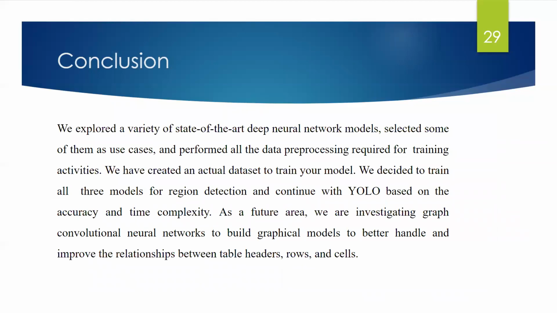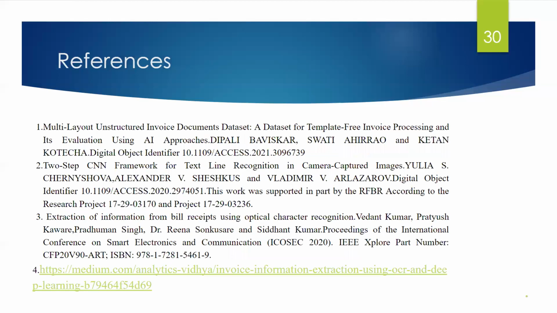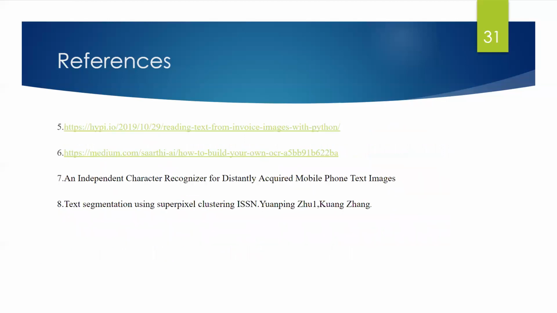We have explored a variety of state-of-the-art deep neural networks, and we came across many object detection models like FRCNN and RCNN also. So we thought to continue with YOLO based on its accuracy and time complexity. For future work, we are going to use graph neural networks to better handle and improve the relation between the table headers, rows, and cells also. These are the references we have gone through. Thank you.